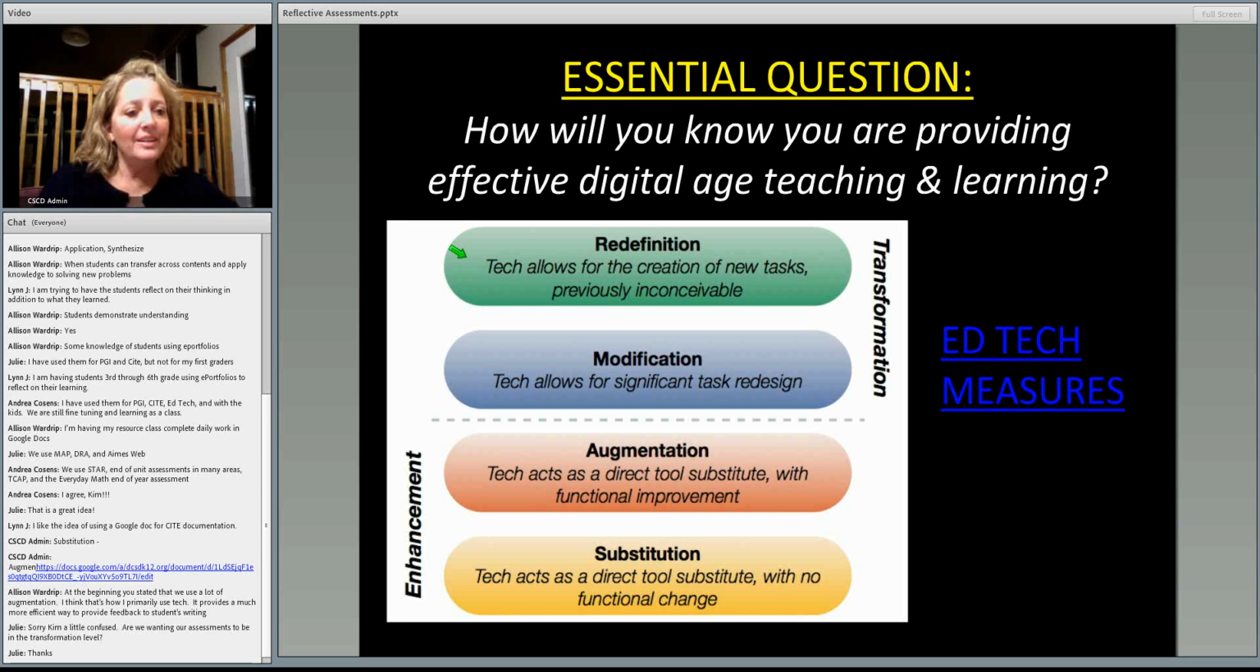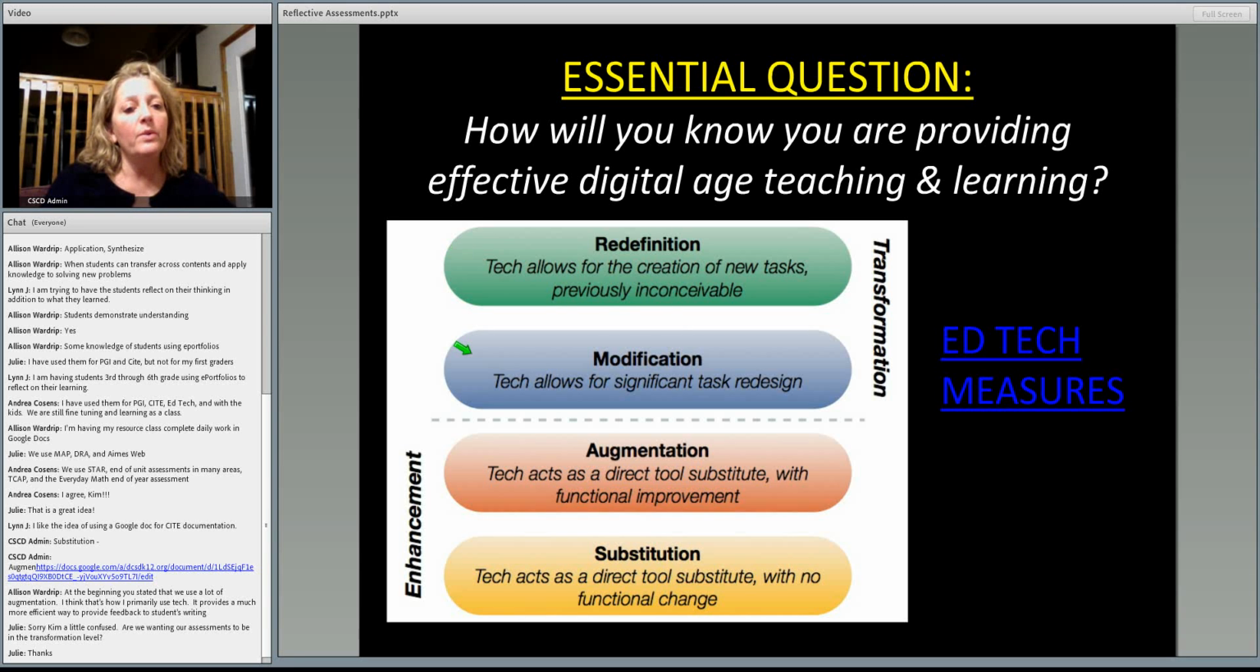And Allison, I did say I think that a lot of what we're doing is at that augmentation level. And I'm so happy you're willing to say that, because that's exactly what this tool is supposed to do. When we do the self-assessment and we say, I think that's where I am, our comfort level is that it became greater efficiency to provide feedback to the student's writing.